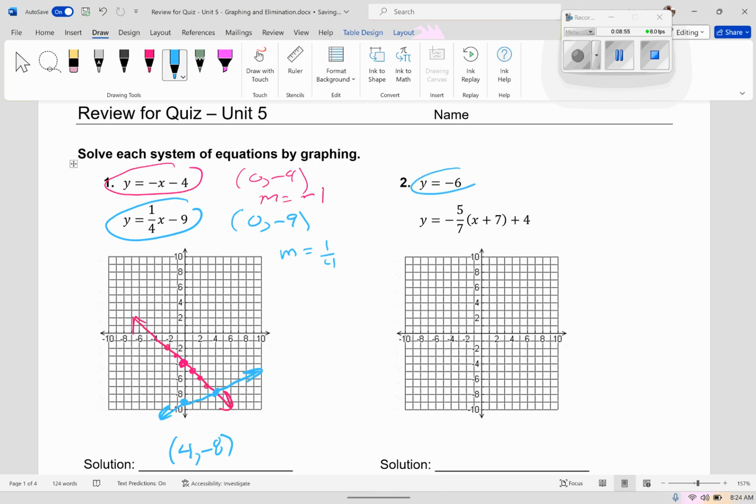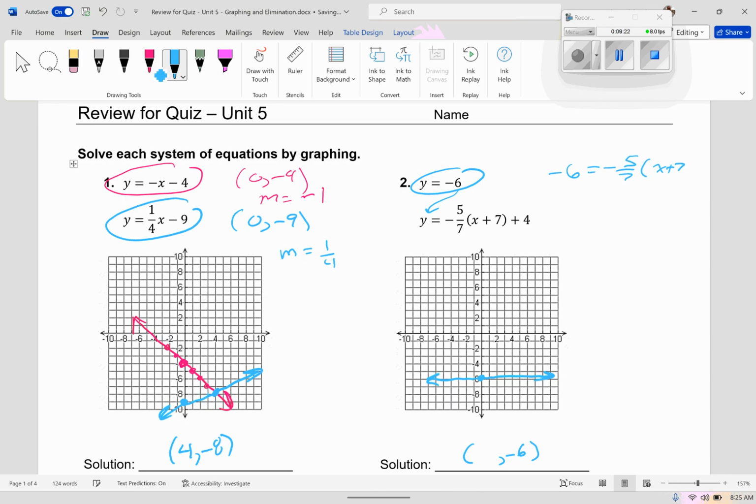Problem number 2, y equals -6. So remember, that's going to be a horizontal line. I'm going to go to -6, and we're going to do that. The nice thing is, we already have part of our answer. We have the y value right away, don't we? All right, so now I'm going to take this -6 and plug it into our y right there. Oh, a little challenging on this one.